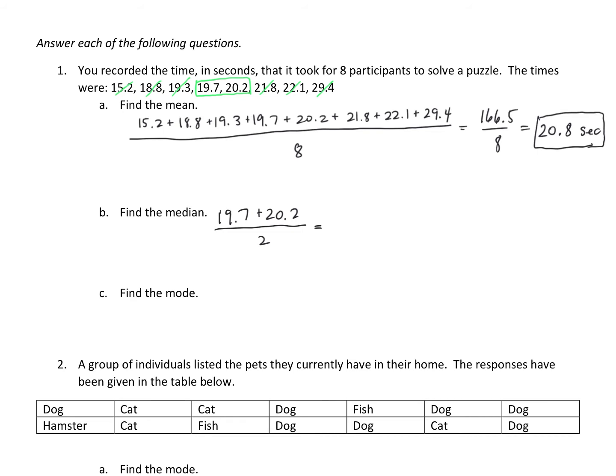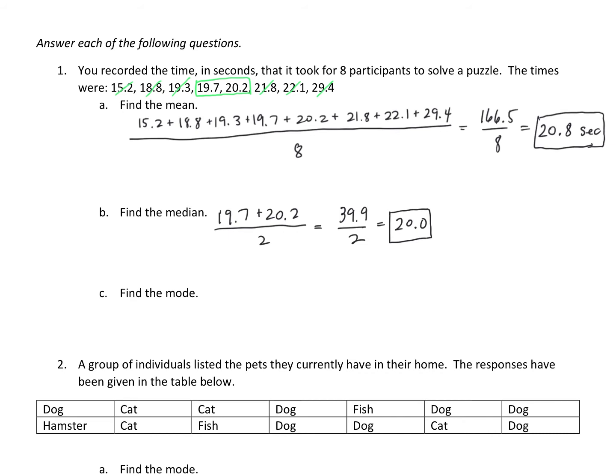When I added those up, I got 39.9, and when I divide that by 2, I'm going to get 19.95, so rounded to the nearest tenth, I would get 20.0. That would be my median. Notice that the mean and the median are not the same, so these values could all be different.